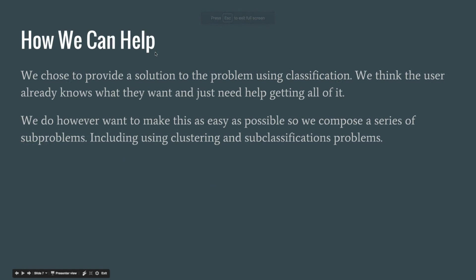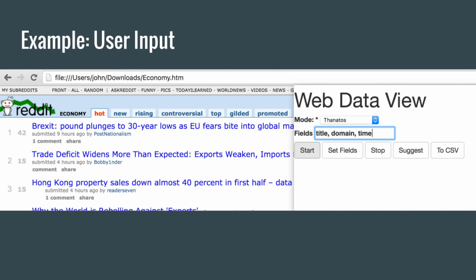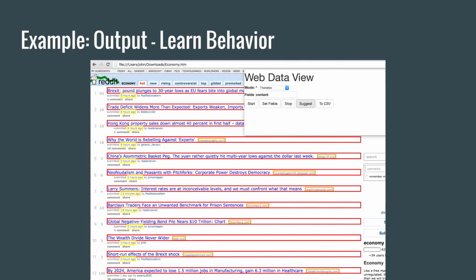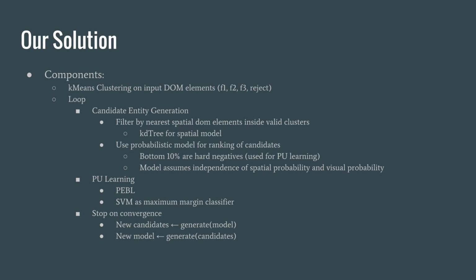Thanatos comes in by classifying the data entities which are embedded in the web page as either being important or unimportant. The big idea for a data entity is that it's some entity which comprises a DOM element from each category, right? Title, domain, votes. I'm going to skip over user input because you'll see it in the demo, and I'll show you a brief overview of our solution.